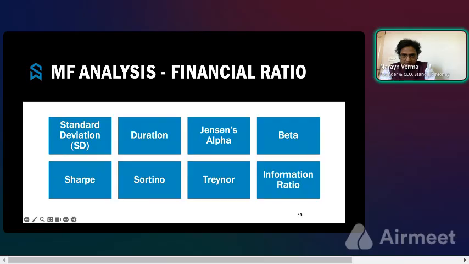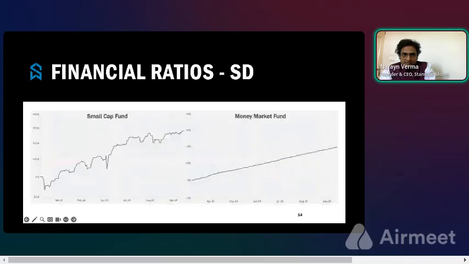So, what are the factors? Standard deviation is one which is available for almost everything. Duration is available for bond funds or fixed income securities. Jensen's alpha will be available for both. Beta, yes, Sharpe, Sortino, Treynor, and information ratio. We'll look at each of these ratios one by one, what they mean and what they indicate. First, let's have a look at the standard deviation.